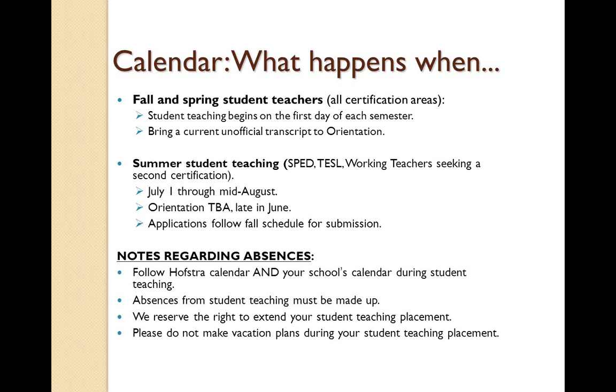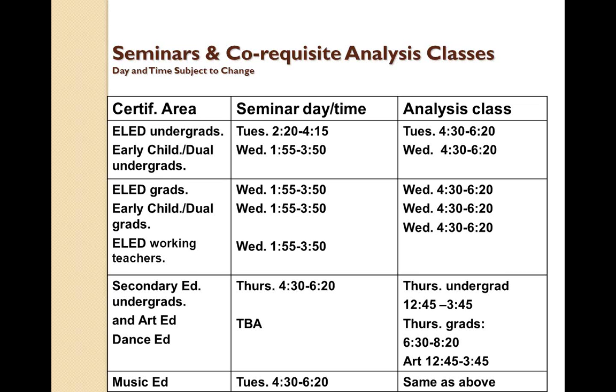Orientations are announced usually late in June, and those applications follow the fall schedule for submission that you saw a few slides before. Some of the majors require an analysis class, but all require a seminar. Seminar is when you will meet with your supervisor on a weekly basis. Analysis is for certain certification areas, and this sheet will tell you exactly who will be having an analysis class and also when you will be meeting with your supervisor.